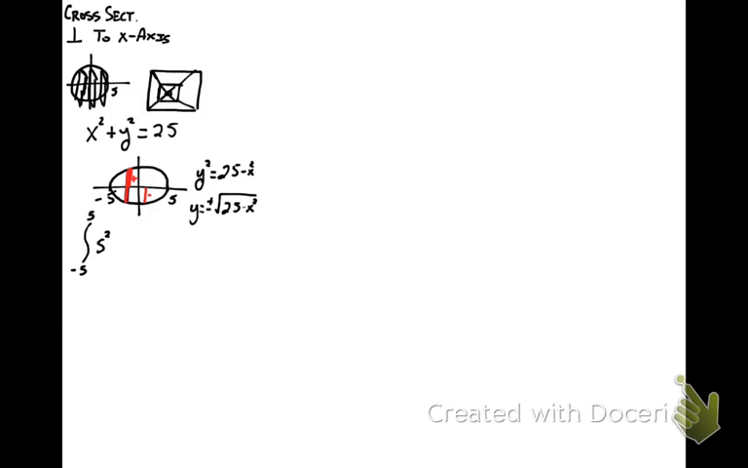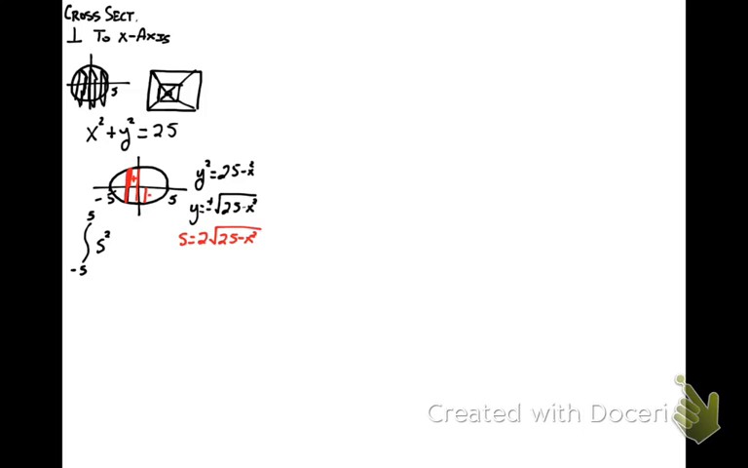Well, hopefully you saw that entire side length would just be 2 times the square root of 25 minus x squared. Half of it would go up and the other half would go down. So that's our side length.